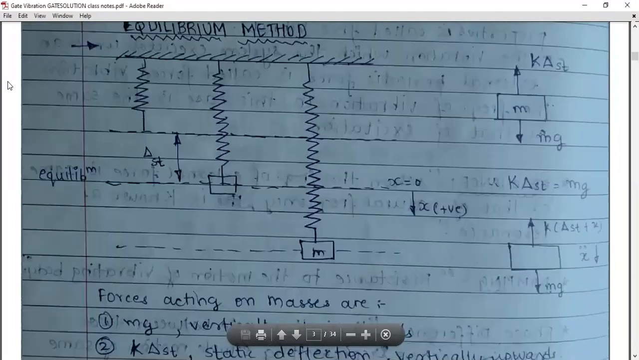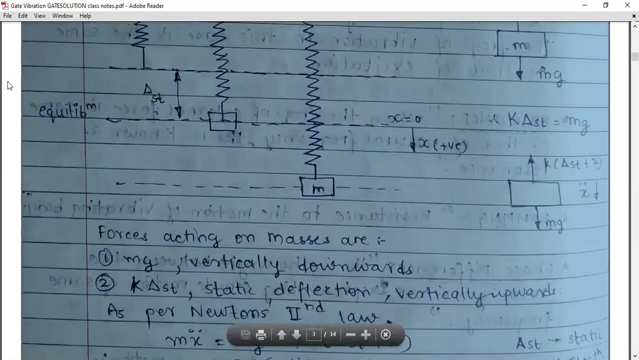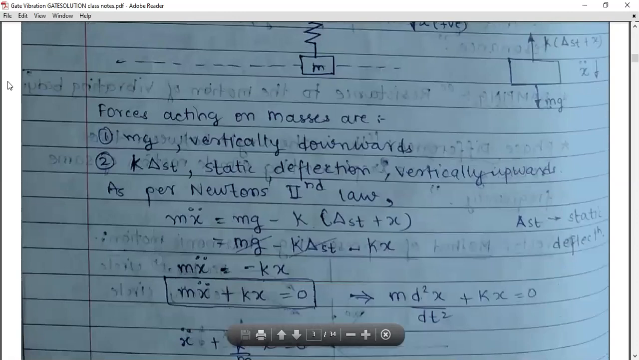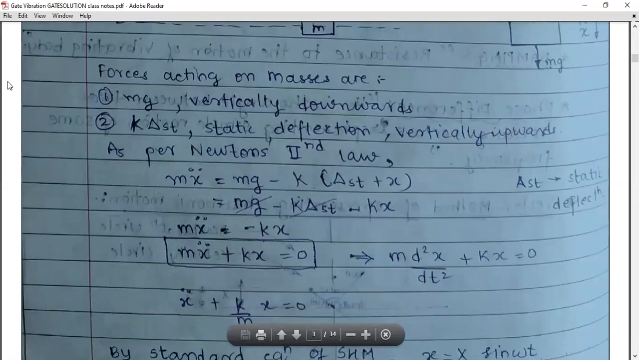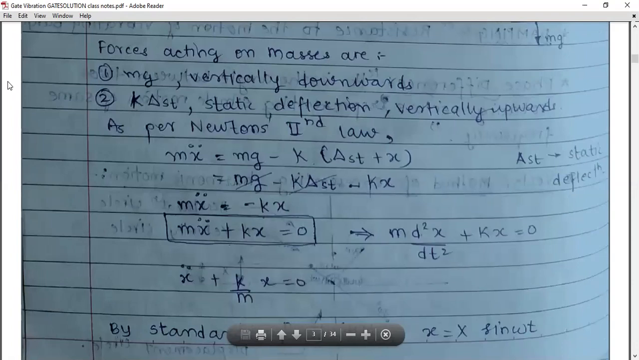Okay. Now you can see what the things to be written in these notes are. With respect to the notes, I'm going to explain that the forces acting on the mass are first mg, which is defined as the gravitational force, acting vertically downward. Then k delta st, the static deflection force, vertically upward. As per Newton's second law, the inertia force equals mg minus k into delta st plus x, and from this equation you will find that m x double dot plus kx equals 0.